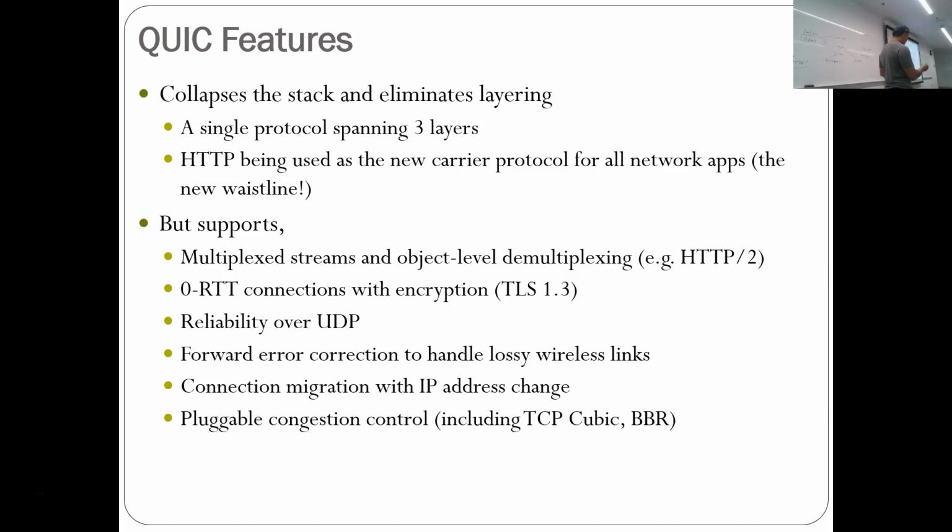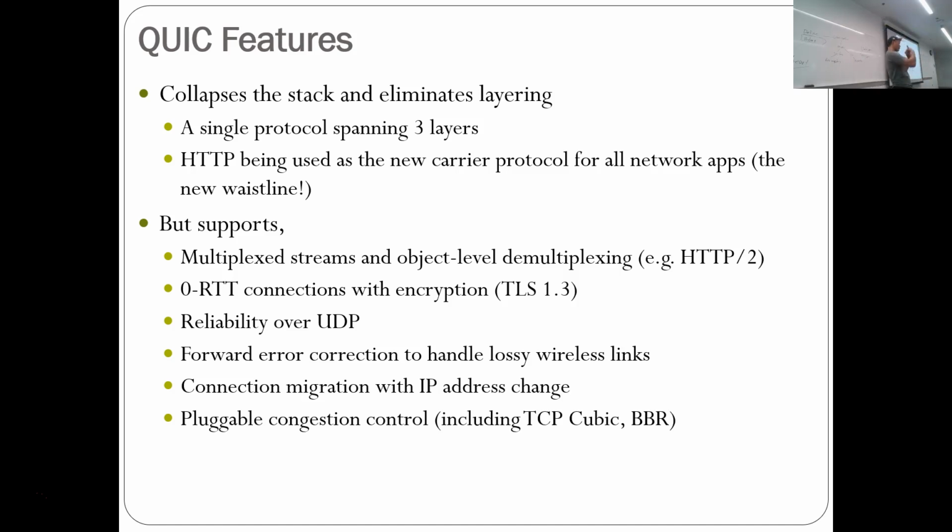And so because HTTP is basically the new carrier protocol for all the network applications that we have, if you optimize it with QUIC, then you're going to get benefits across all applications. Okay, so what does it have? It supports the same thing HTTP2 supported, multiplexed streams and object level demultiplexing. It has 0 round-trip time connections with TLS 1.3.